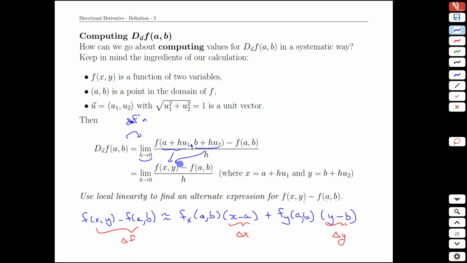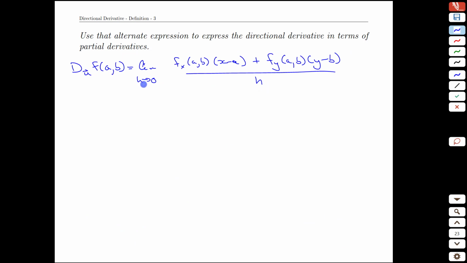Let's go back one slide. We're replacing this. The numerator is exactly what we wrote here, and then we're copying over the h from the denominator. All right. Well, now we want to evaluate what happens when h gets small, but we don't actually have the h in our numerator yet. Though it's hiding in there, if we remember how we defined x, x was a plus h times u1, the direction of our vector that we're going in, and y was b plus h times u2, the other element of our vector.